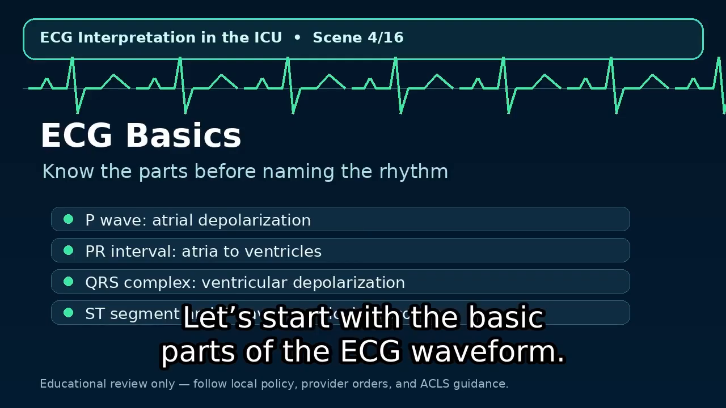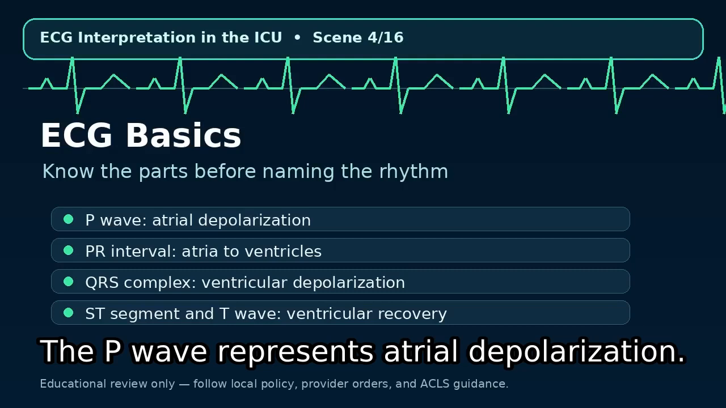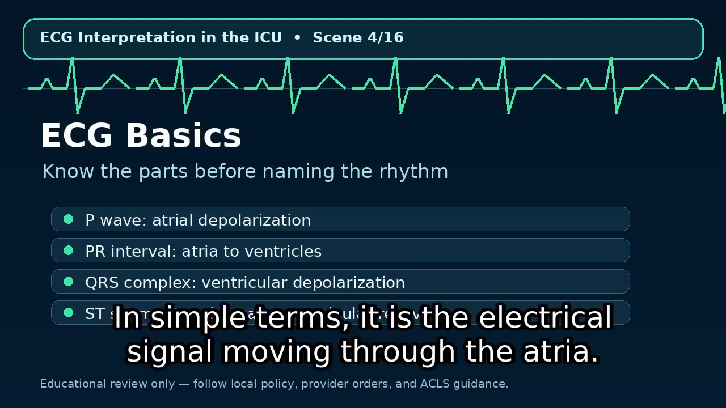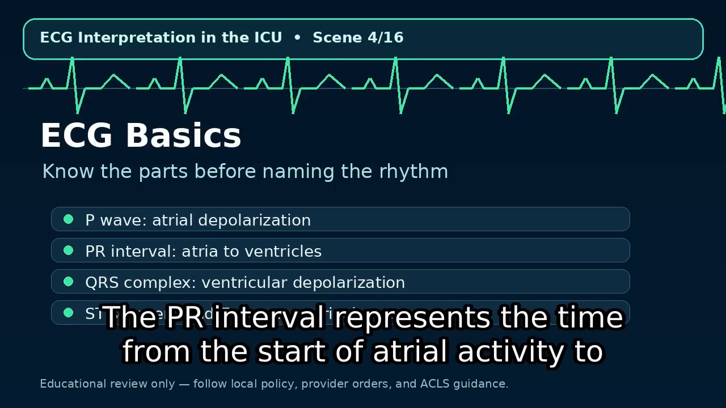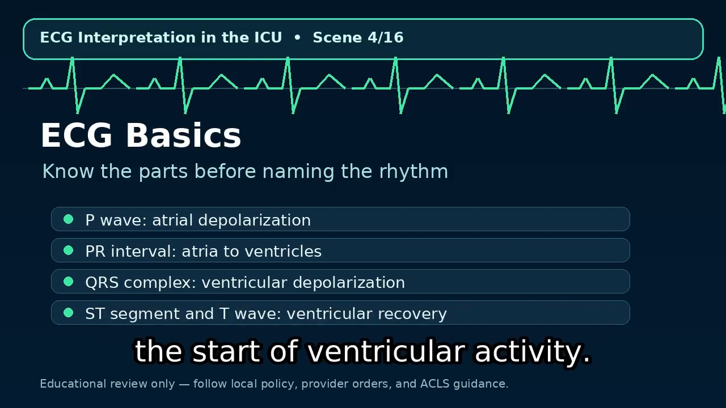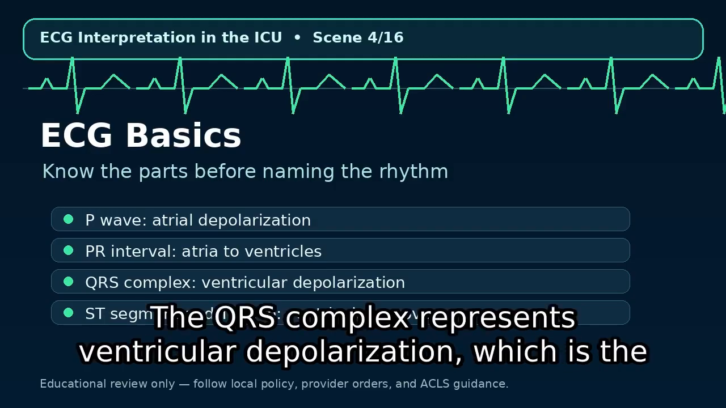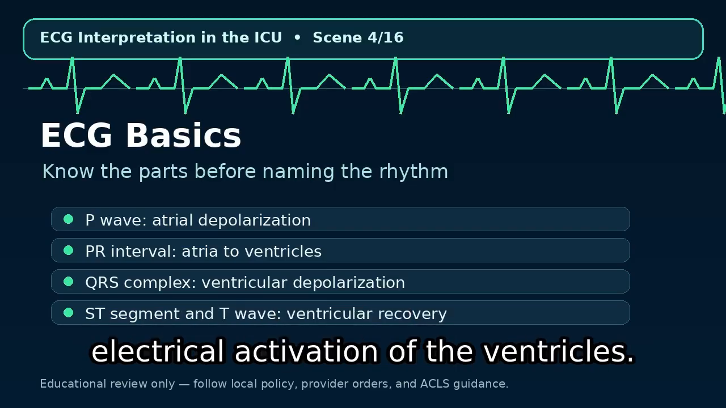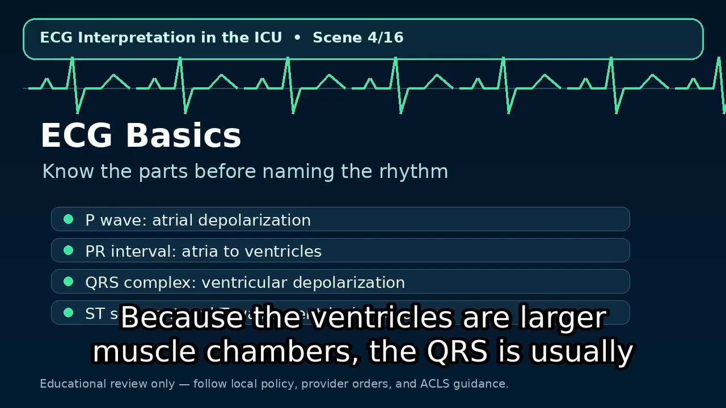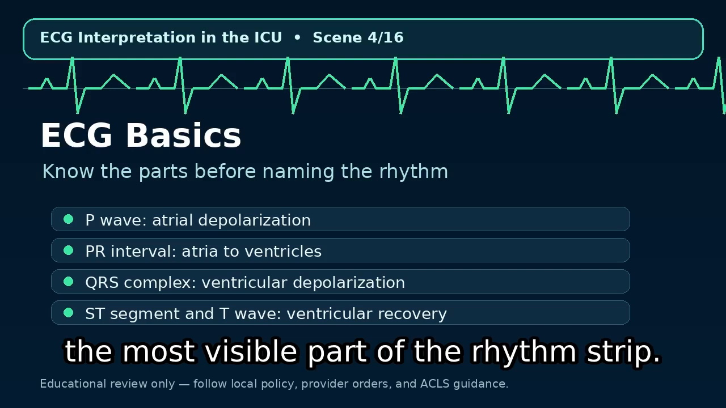Let's start with the basic parts of the ECG waveform. The P wave represents atrial depolarization. In simple terms, it is the electrical signal moving through the atria. The PR interval represents the time from the start of atrial activity to the start of ventricular activity. The QRS complex represents ventricular depolarization, which is the electrical activation of the ventricles. Because the ventricles are larger muscle chambers, the QRS is usually the most visible part of the rhythm strip.